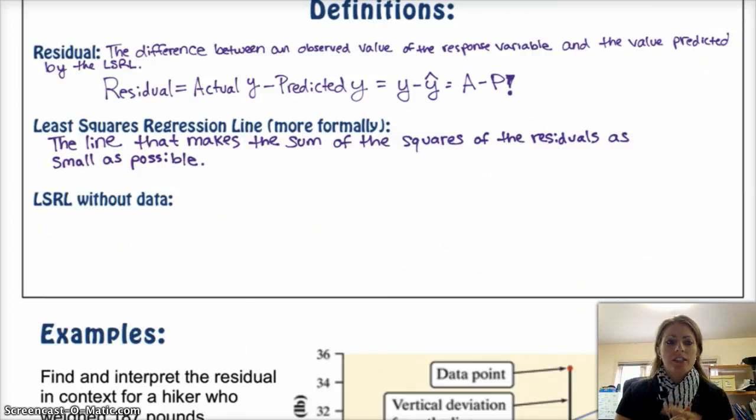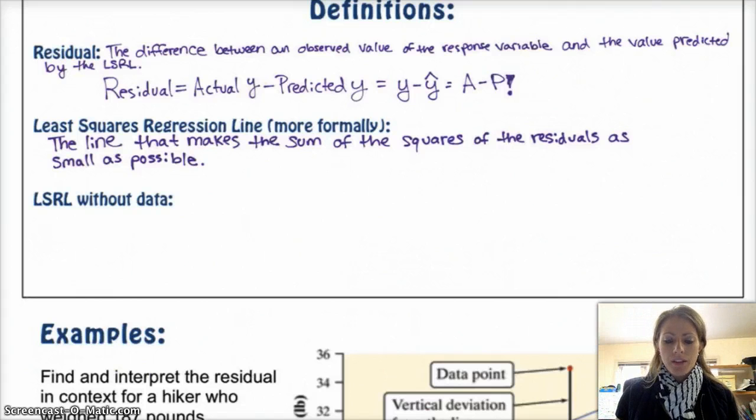Okay, so back to our definitions. Least squares regression line, more formally, is the line that makes the sum of the squares of the residuals as small as possible. Okay, so the least squares regression line is obviously very closely related to the residuals. And so there's actually a way to get the least squares regression line without using the data. The formulas I'm about to give you are actually on your formula sheet, so you don't need to have them memorized, but you do need to know how to use them and what they are and how it's all related.